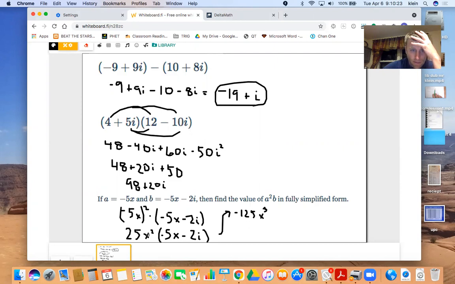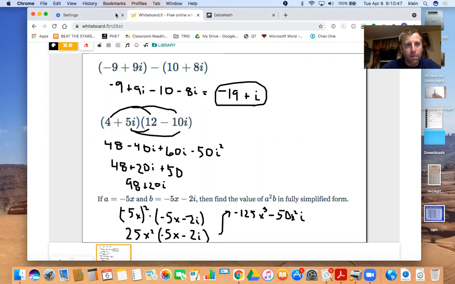And then if I distribute it here, we're getting negative 50, right? 25 times negative 2, negative 50 x squared i. I believe that's all we can do there.